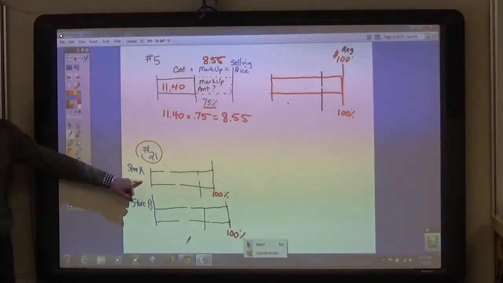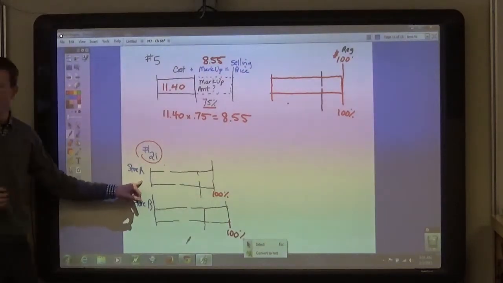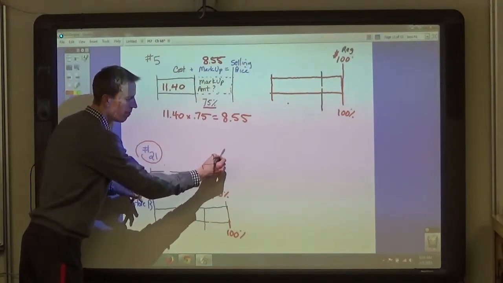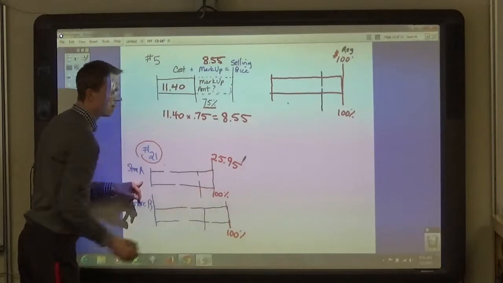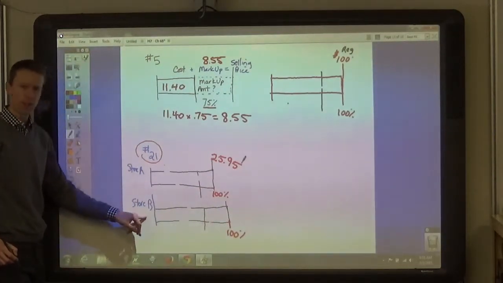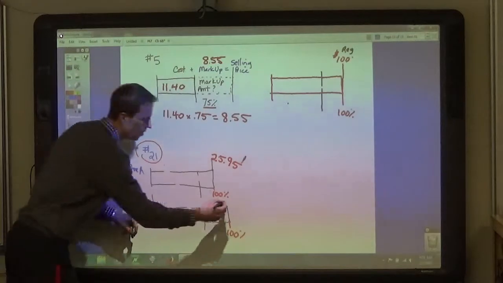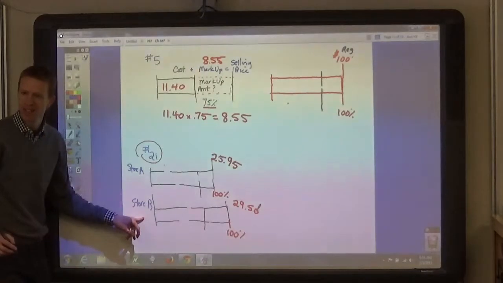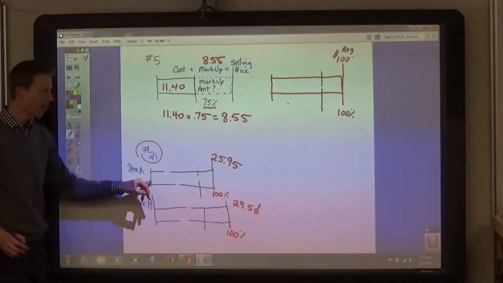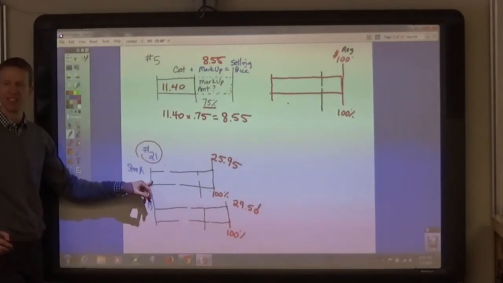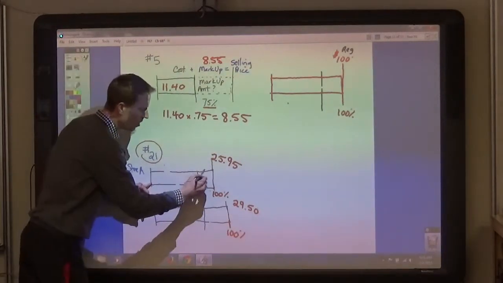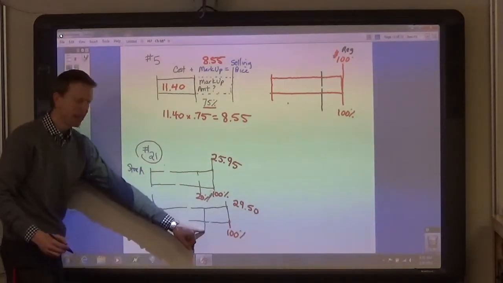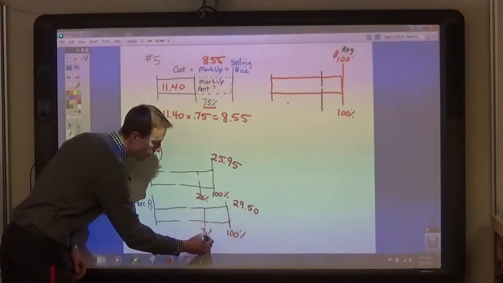Now, what is store A's regular price? Someone say it. $25.95. What's store B's regular price? Henry? $29.50. Right? Now, store A is discounting it 20% off, and store B is taking 30% off.